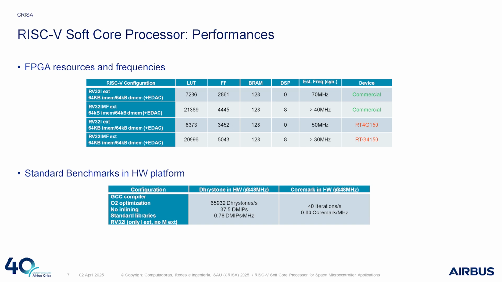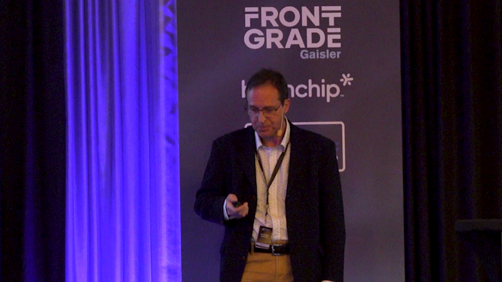Okay. When we go to RTG4, figures are a little bit lower in frequency, but this is not a light FPGA because of all the rad-hard protections that it has. We have run standard benchmarks, Dhrystone and CoreMark, in hardware at 48 megahertz. These are the figures that we are getting, about 0.78 DMIPS per megahertz and 0.83 CoreMarks per megahertz.